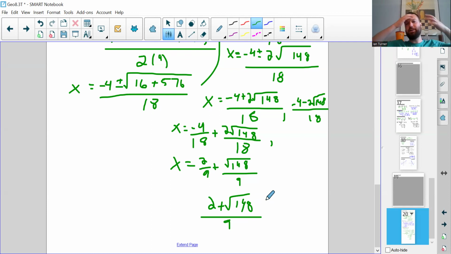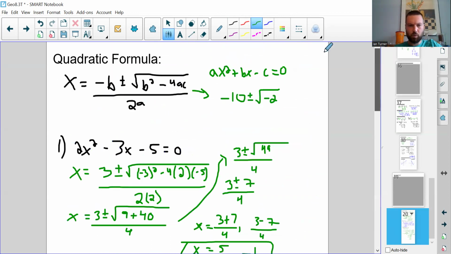So there's a little reminder, refresher on the old quadratic formula. Everybody's favorite, right up here.